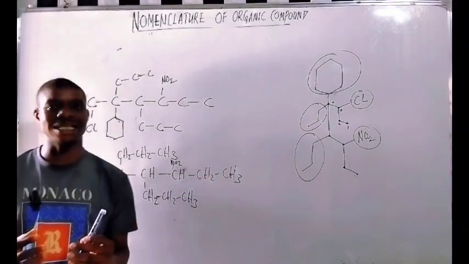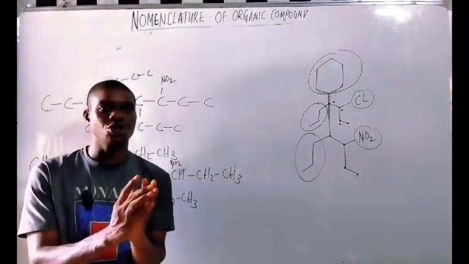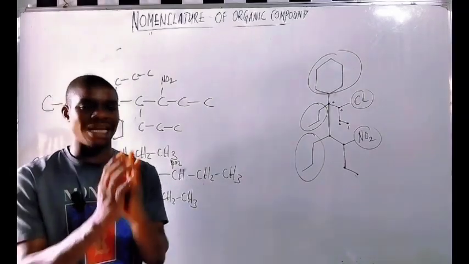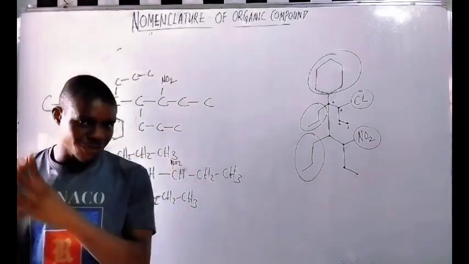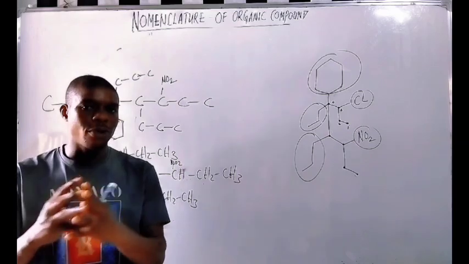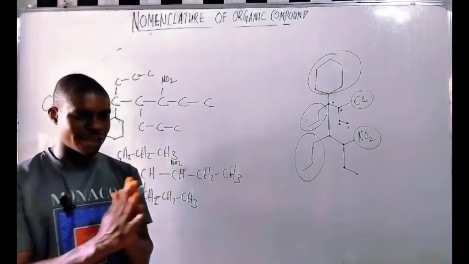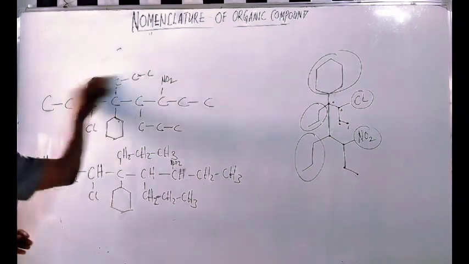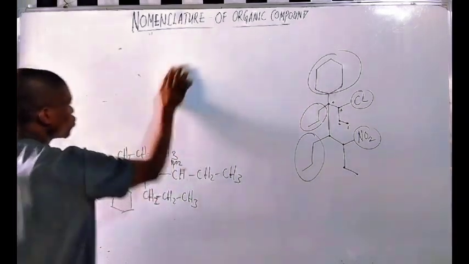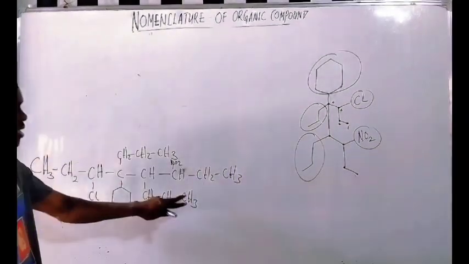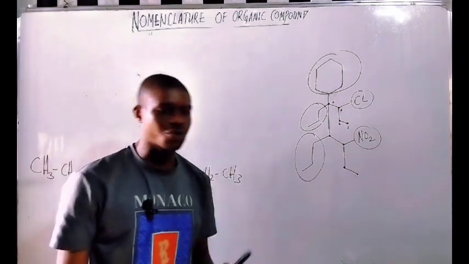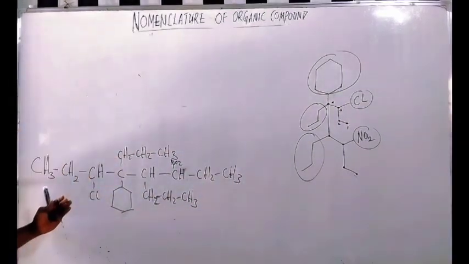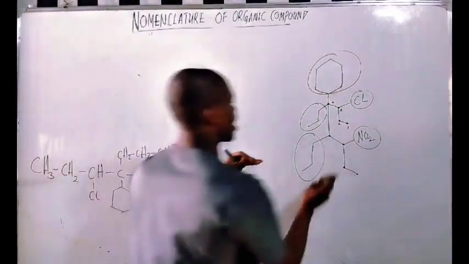This is where the class starts from now, because I've just shown you how to transform a skeletal structure to a fully displayed carbon structure. It's very important to know this. So now let's start naming organic compounds. What are the various rules? Imagine you have been given something like this here. What are the various rules you can use to name a compound like this?